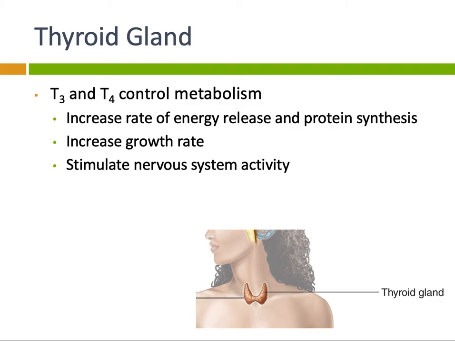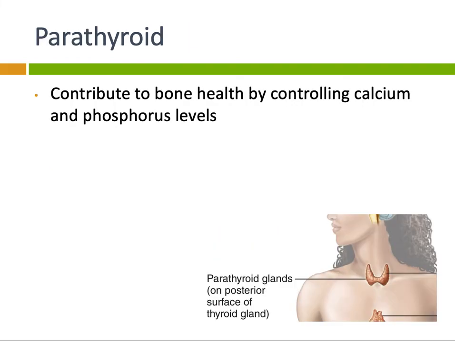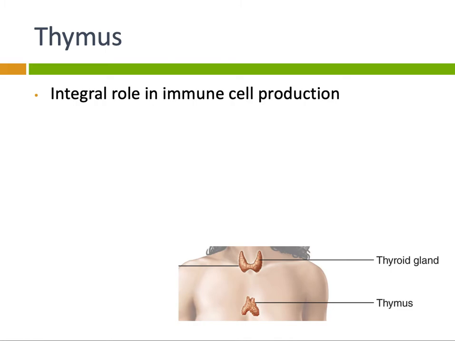Next, we have the parathyroid. The parathyroid is going to contribute to bone health by controlling calcium and phosphorus levels. We'll leave that here for now, but when we talk about the skeletal system and the feedback loop that controls calcium levels in the body, we will again talk about the parathyroid.